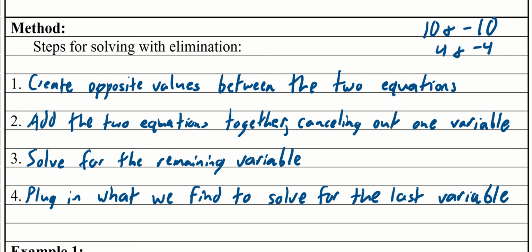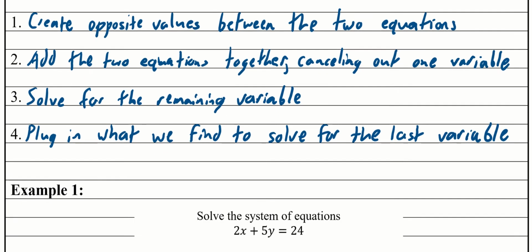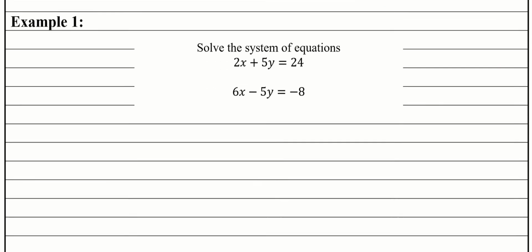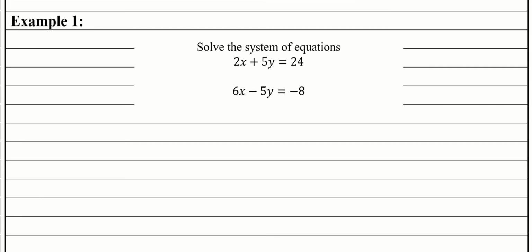Okay, so I know this is a lot of steps and a lot of technical words, so let's see it in an example here and see what I'm referring to. So example 1: I want you to take a second, pause the video, and write this system down for me. 2x plus 5y equals 24, and 6x minus 5y equals negative 8.